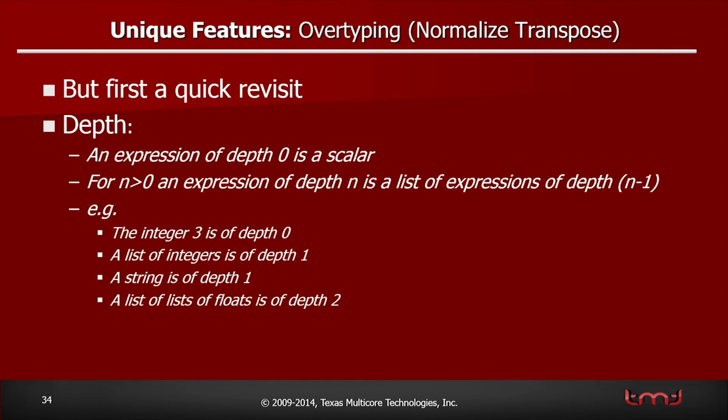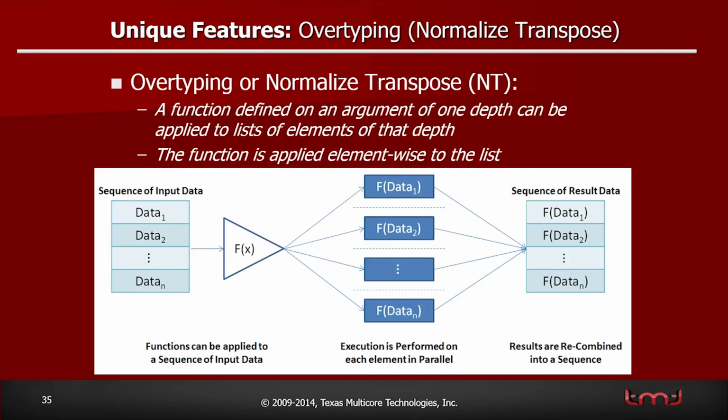Next, we will look at normalized transpose, sometimes called overtyping. But first, a quick reminder about depth. Remember that scalars are of depth 0, lists of scalars are of depth 1, lists of lists of scalars are of depth 2, and so on. Normalized transpose allows us to apply a function defined for an argument of one depth, element-wise, to a list of arguments of that depth. The function is applied to each member of the list, possibly in parallel, and the results are recombined into the resultant list.